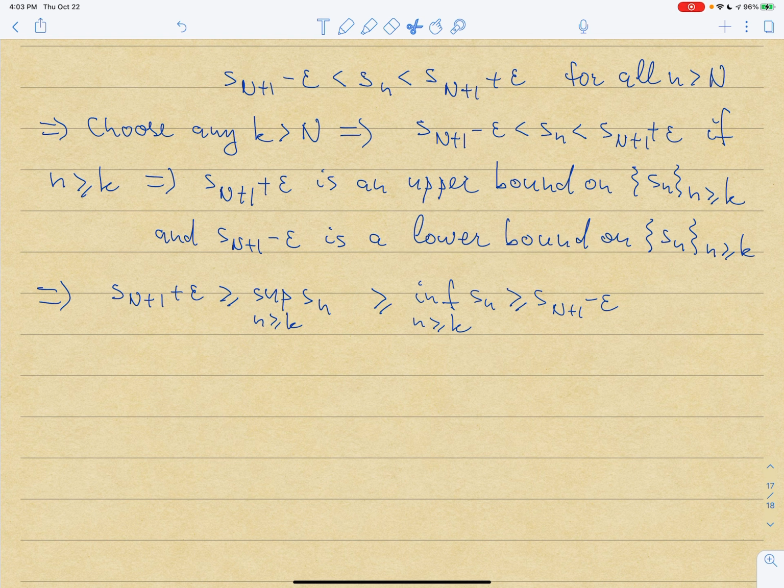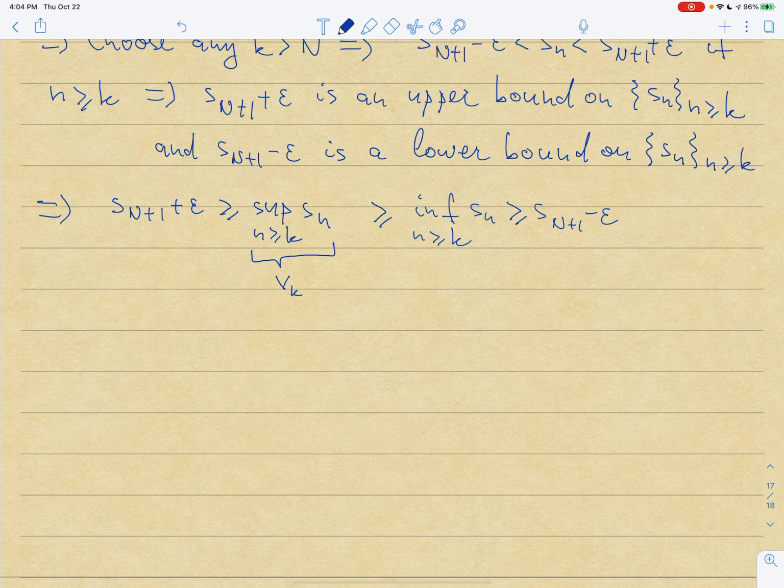And so then, in addition to this, what else do we know? We know that also lim sup. Actually, let me do something different here. Remember that we denoted this number by Vk and this number by Uk.